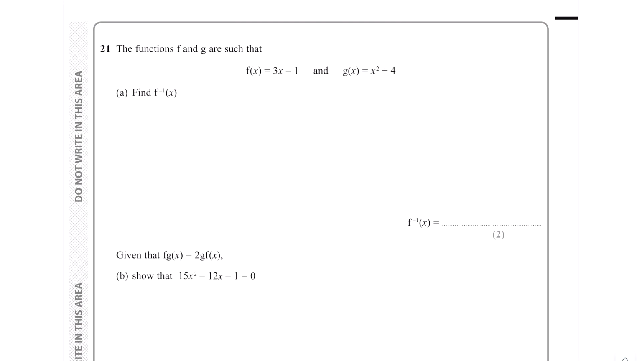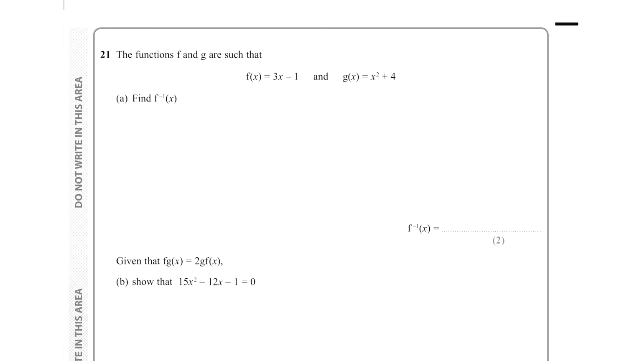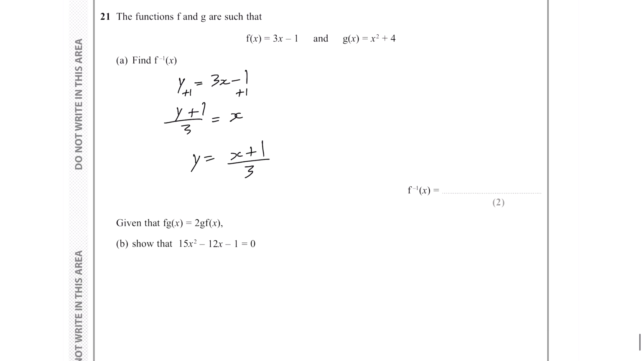The functions f and g are such that f of x is equal to 3x minus 1. Find the inverse. Okay, so we currently have y is equal to 3x minus 1. They want us to find the inverse, so we're going to rearrange this equation to make x the subject. So that will become y plus 1 divided by 3 is equal to x. And then you need to remember to switch the letters around, so that becomes y is equal to x plus 1 over 3. So all I've done here is add 1 to each side, and then divide each side by 3, and flip the letters around.